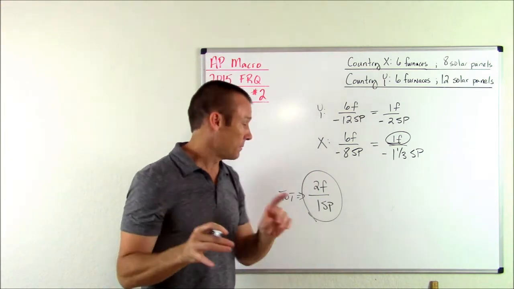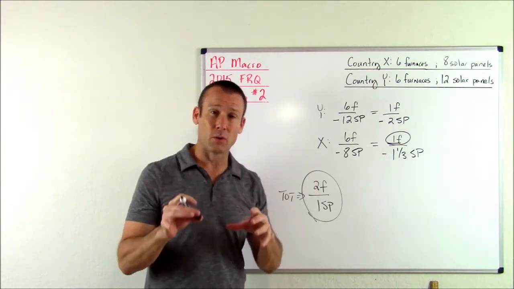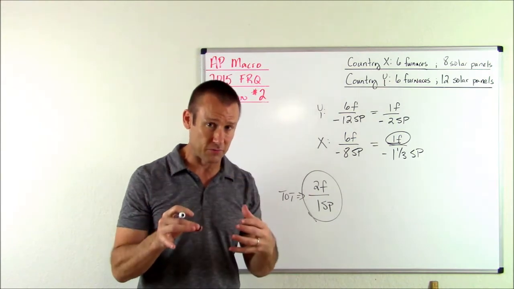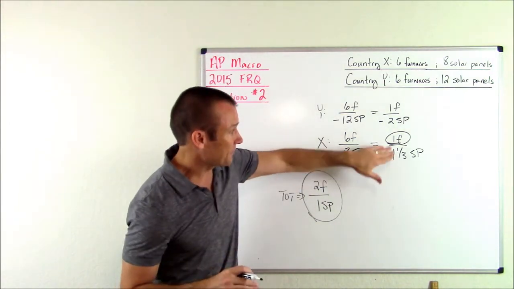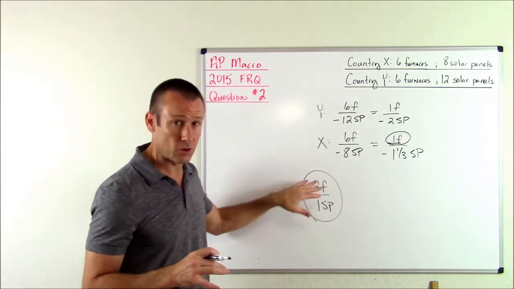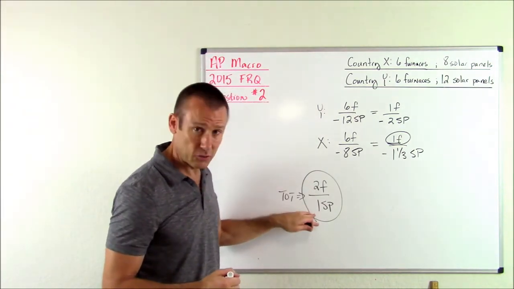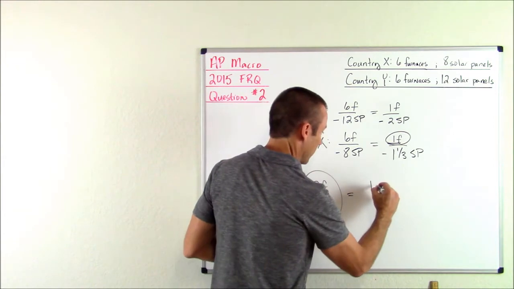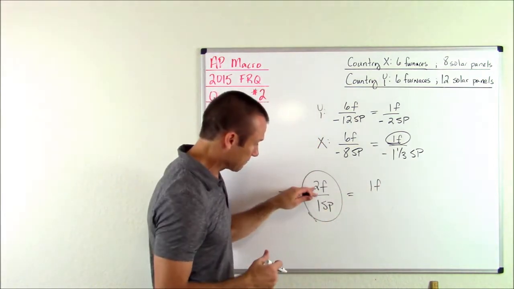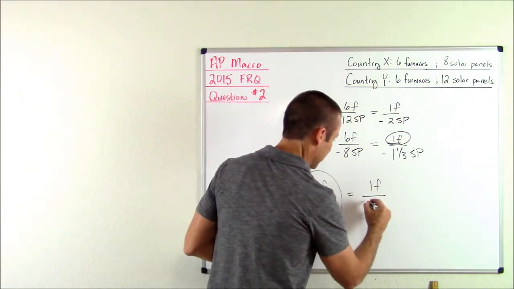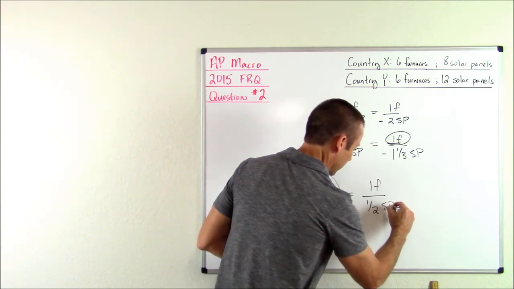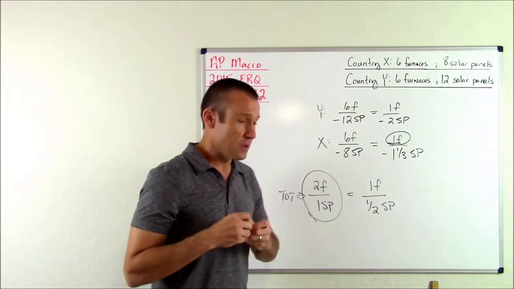That is true. But since they gave us a terms of trade, we want to see if that terms of trade is beneficial. Now, since I've already got this in terms of 1 furnace, I'm going to get the terms of trade in terms of 1 furnace. So let's divide both of these by 2. So 1 furnace. Remember, I'm just dividing both by 2, just doing proportions here. 1/2 solar panel. So here's the idea, guys.